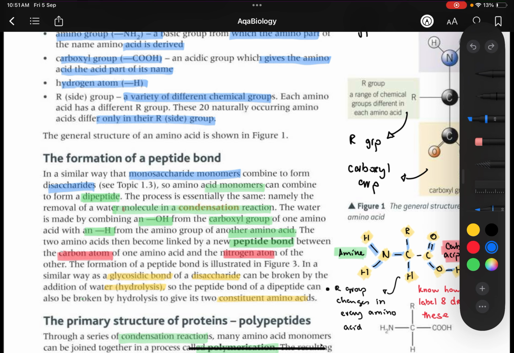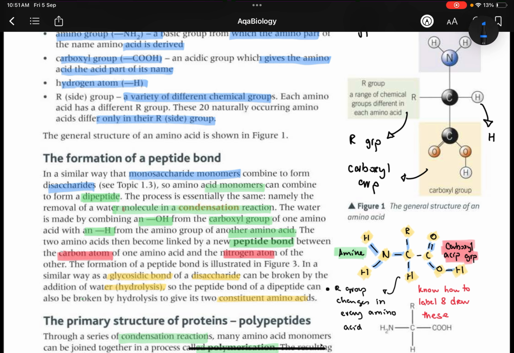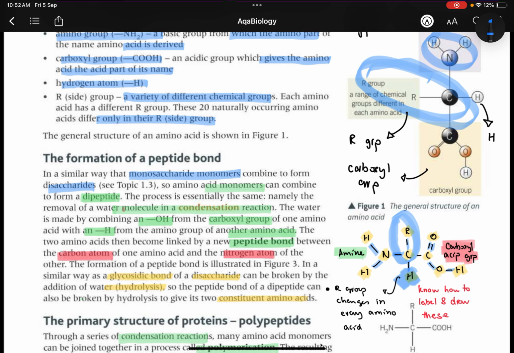And then right here at the end, we have our carboxyl group, acid. We've learned about this in chemistry, but it's basically C double bond OOH. And then we have our hydrogen atom, which is right here. And then we have our R group. And the R group over here looks like this. And over here, that's your amine group, that's your hydrogen, and then that's your carboxyl group.